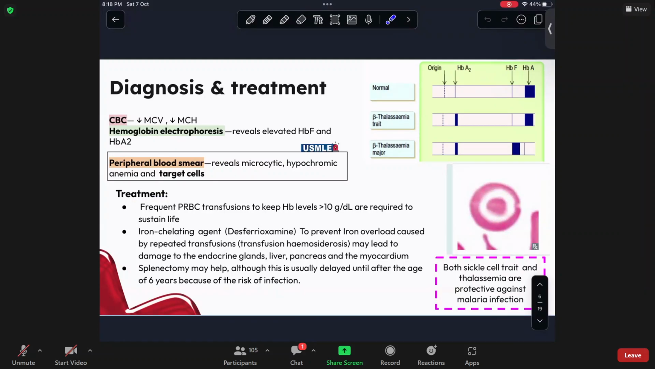What is the treatment? For the patient, you will do frequent packed RBC transfusions. Our goal is to keep the hemoglobin above 10 to sustain the patient's life.